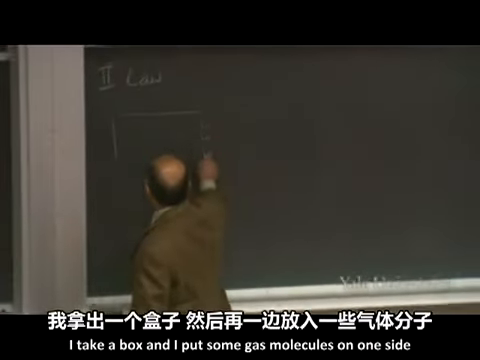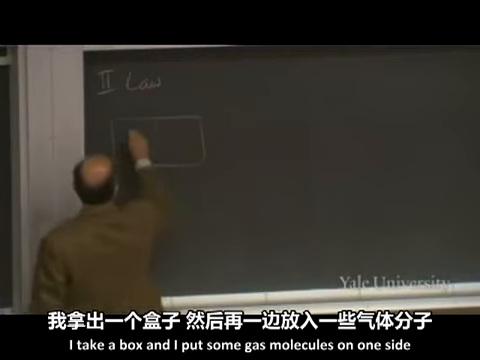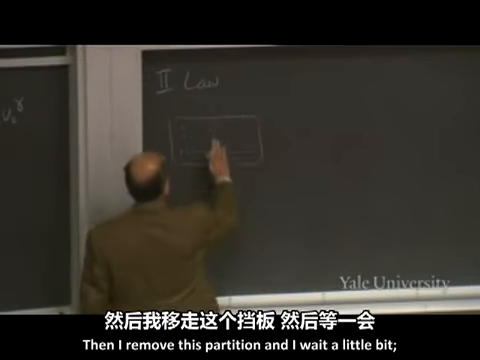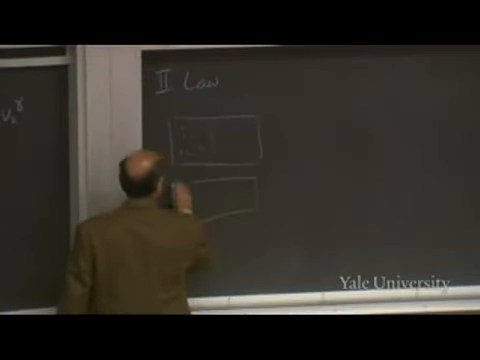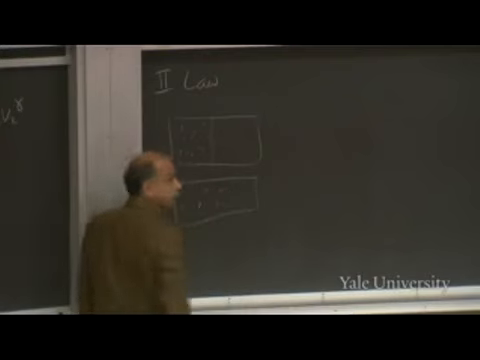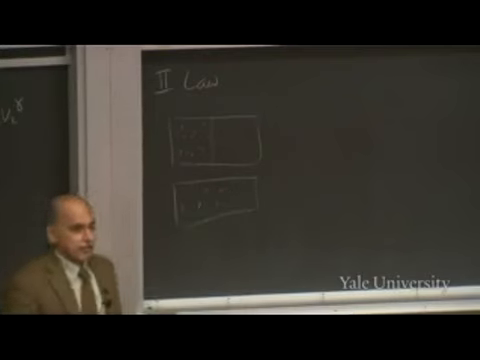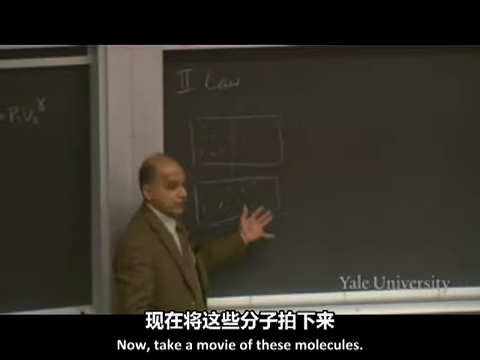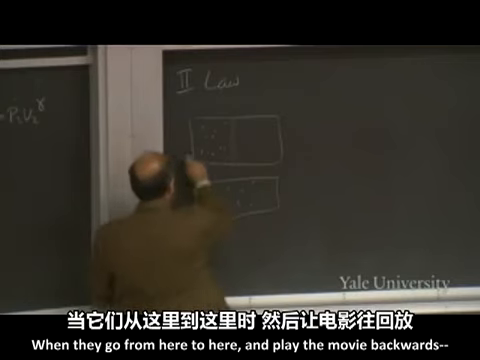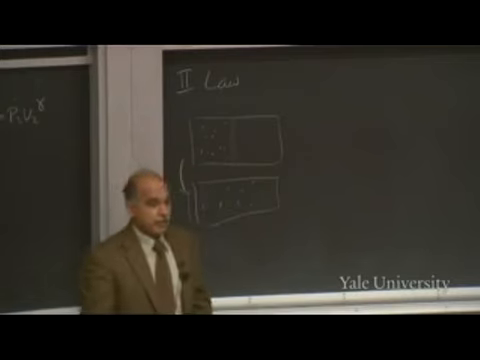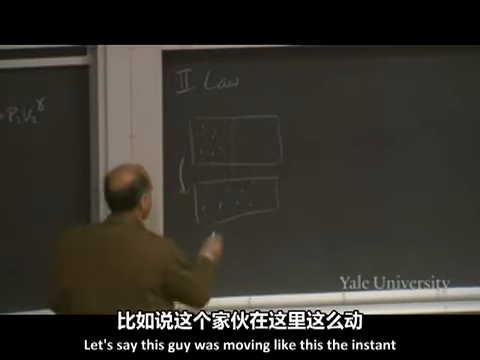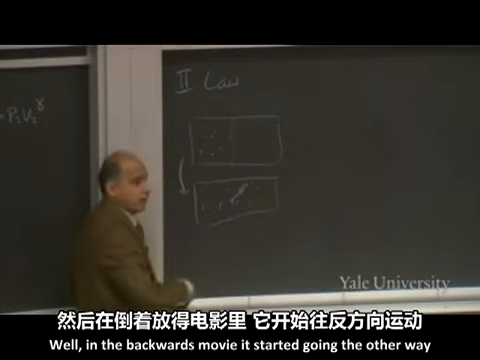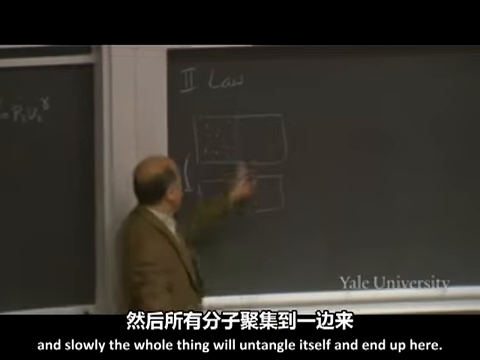I take a box and I put some gas molecules on one side, and there's a partition holding them in that side. Then I remove this partition, and I wait a little bit, then I know the gas fills up. Now that's like perfume leaking out of the bottle. Now take a movie of these molecules when they go from here to here, and play the movie backwards. What will happen when you play the movie backwards? Let's say this guy was moving like this the instant you play the movie back. Well, in the backwards movie, it'll start going the other way, and slowly the whole thing will untangle itself and end up here.